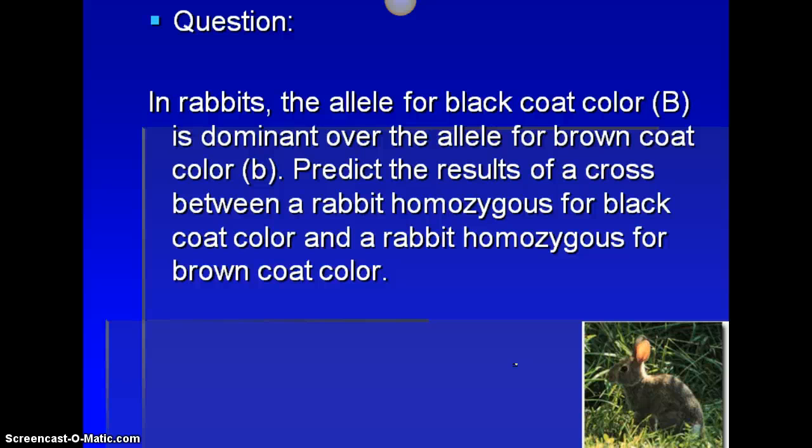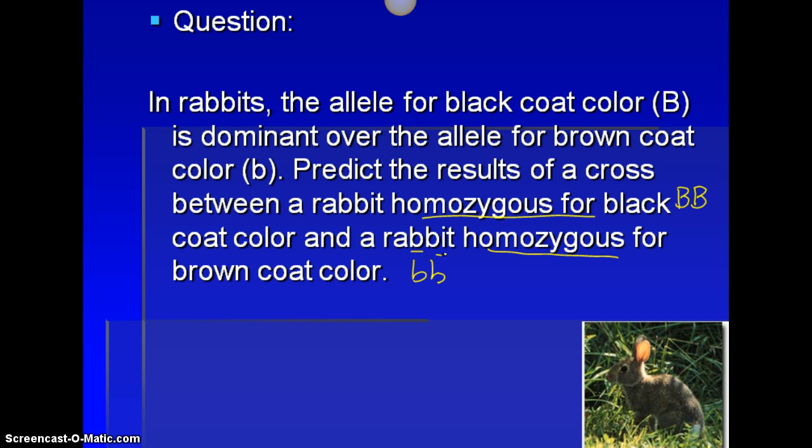So our rabbit question. In rabbits, the allele for black coat color is a big B, and it's dominant over the allele for brown coat color, little b. Predict the results of a cross between a rabbit that's homozygous for black coat color, so homozygous for black, and a rabbit that's homozygous for brown. Okay, that's going to be our cross.